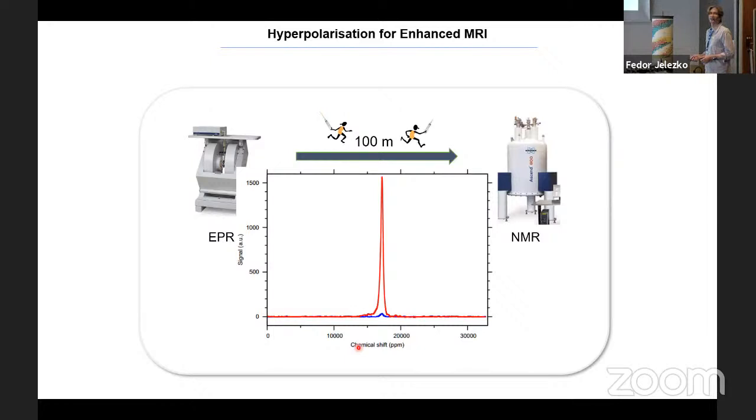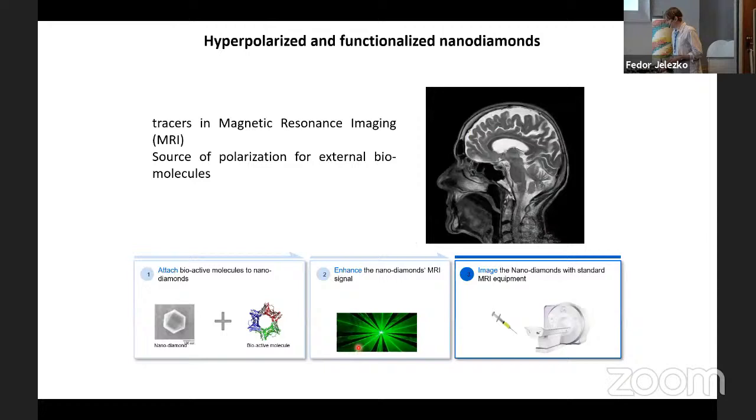I think I will skip a few points regarding different polarization techniques, just giving you more overview of where this can go further. So of course, polarizing bulk diamond is not super interesting in terms of biochemistry, but having these nanodiamonds and coating them with functional groups and then bringing them into cells, injecting them in the body, that already can be something interesting as a tracer.